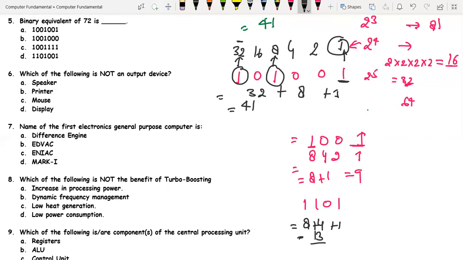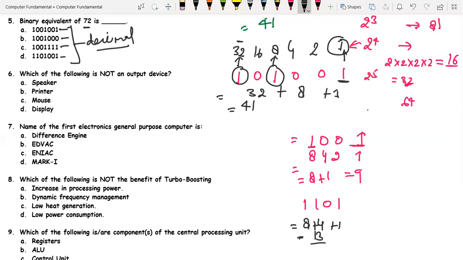To solve this problem, I give you an exercise in your free time. Just try to convert all these 4 numbers to their corresponding decimal numbers. One among these 4 options must be the 72. And in tomorrow's session, I will give you the idea of how to convert decimal to binary.